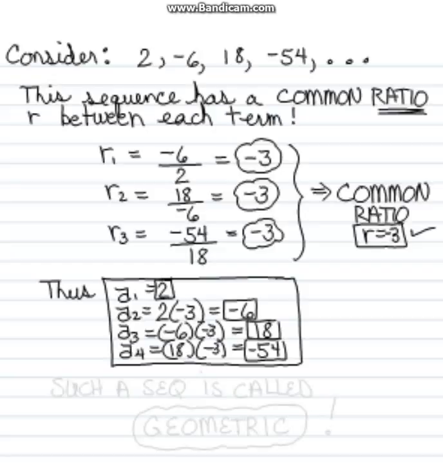There's a name for a sequence like this. It's not arithmetic, no. For this type of sequence, we call it geometric. Such a sequence that has a common ratio is called geometric.